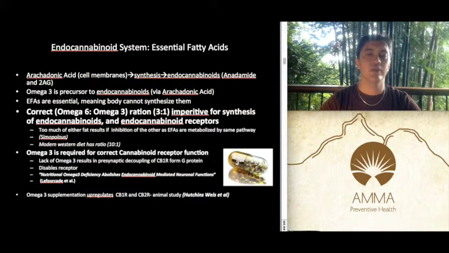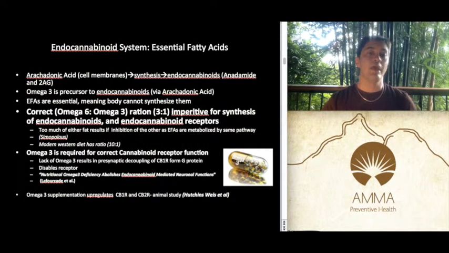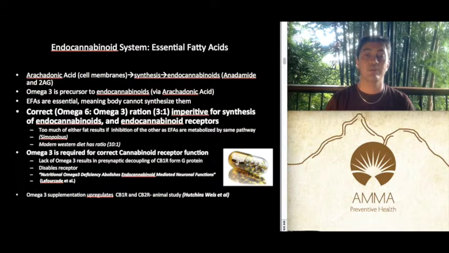Omega-3 is required for correct cannabinoid receptor functioning, and a lack of omega-3 results in presynaptic decoupling of the CB1 receptor from its G protein, basically disabling the receptor. So even if we have enough cannabinoid receptors within our body, if we don't have enough omega-3, we'll get decoupling and inactivation of the CB1 receptor, thereby decreasing our response to our own endocannabinoids and, of course, our phytocannabinoids or medicinal cannabis.